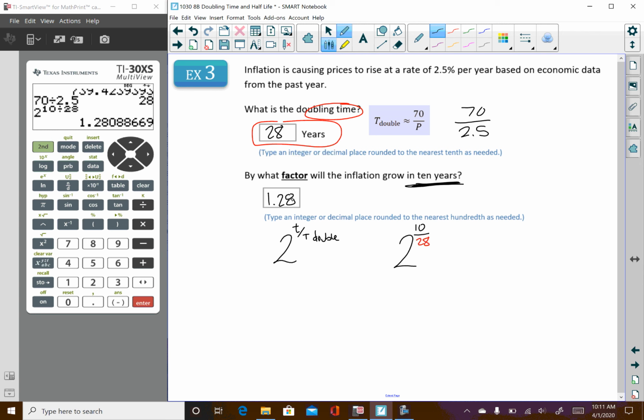Please note, it is a complete coincidence that those are both 28s. It's not always like that or anything, so don't think it is. It is just a coincidence.